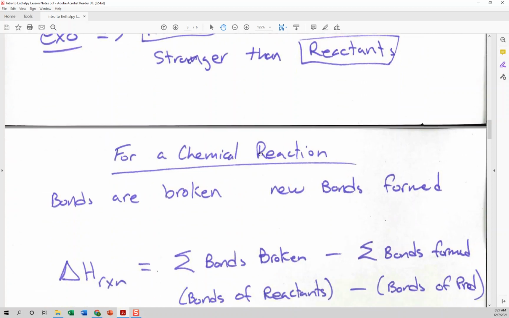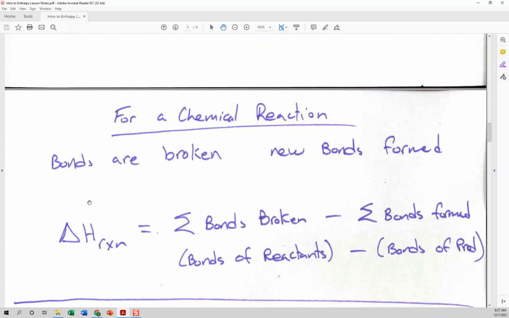All right, so for a chemical reaction, this wouldn't be a physical change, because remember, in a physical change you're not breaking chemical bonds, you're not breaking covalent bonds. But in a chemical reaction, you are breaking covalent bonds a lot of times. So bonds are broken and new bonds are formed. So not just IMFs, now we're talking about actual bonds, okay? And so another way to calculate a delta H for a chemical reaction is to do the sum of the bonds broken, that would be a positive delta H, minus the bonds formed, that would be a negative delta H, okay?